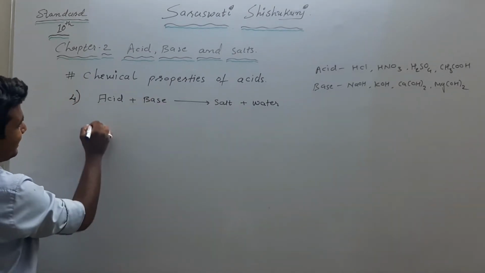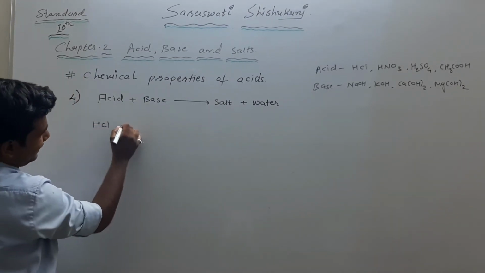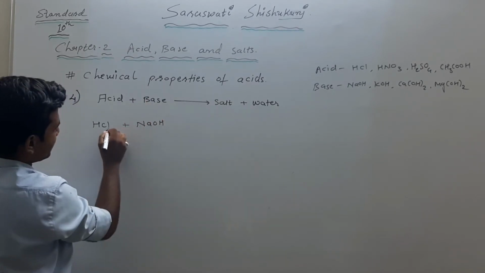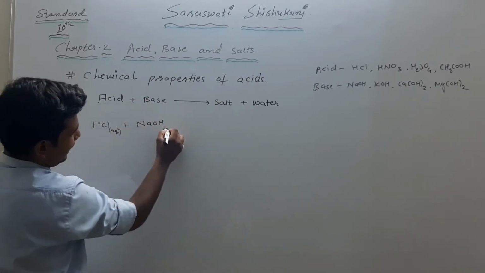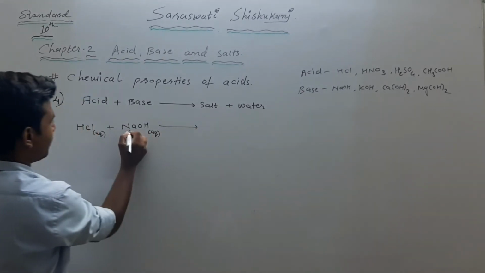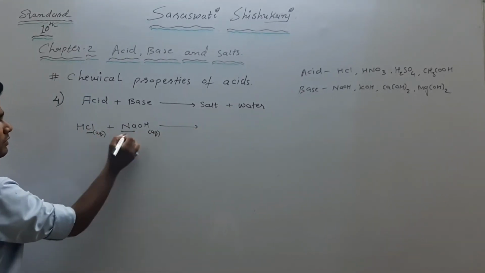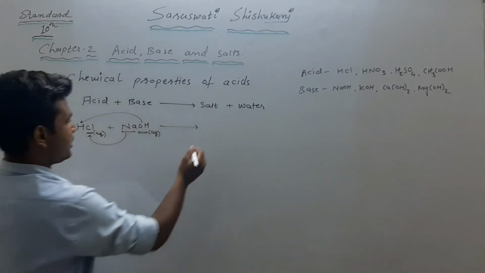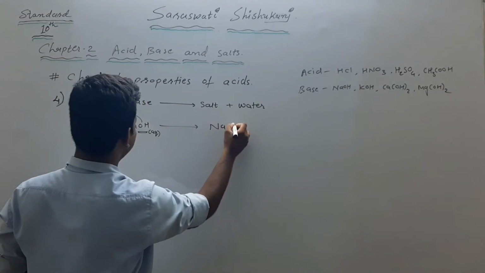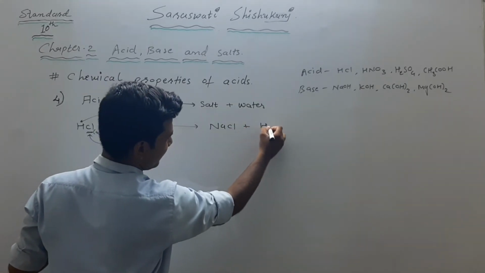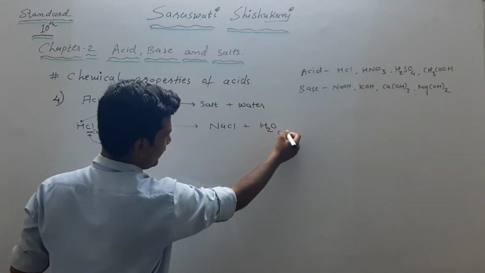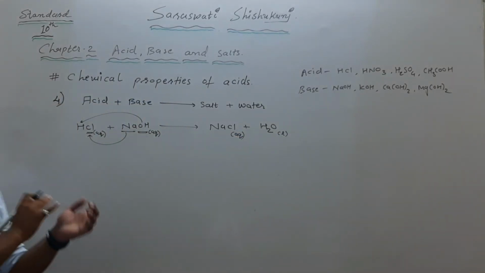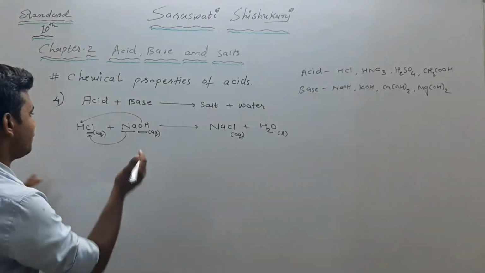Now let's take any of the acids. Suppose I take HCl plus a base NaOH. So what will happen? Both are aqueous solutions. We know that H is positive, so it will move to chlorine, and the OH will react with the hydrogen. So here we will get NaCl plus H2O in liquid form, NaCl in aqueous form. Yes, you are very clever. These reactions we have done in standard 9 also.